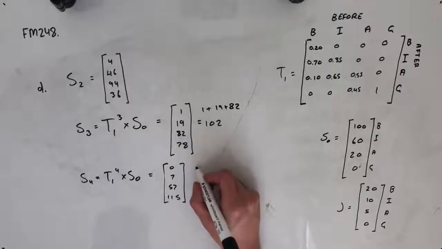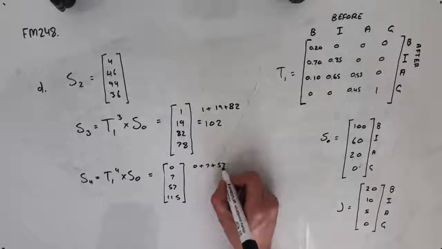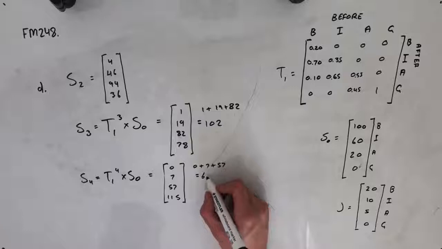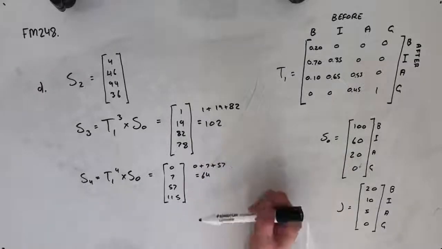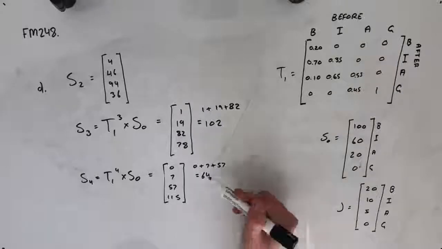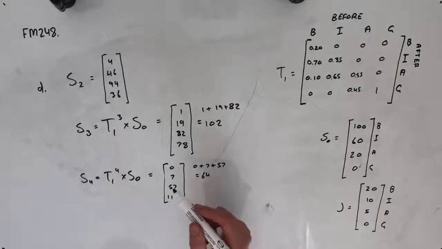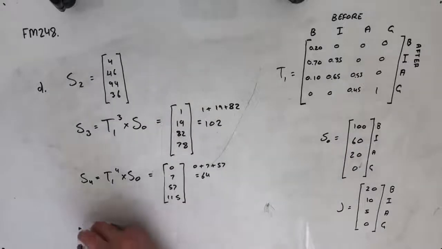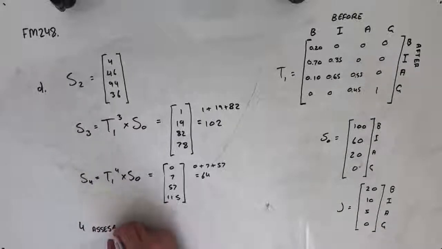So now we've got 0 plus 7 plus 57, which is equal to 64. So we can see that before the 4th assessment, we had over 100 students. After the 4th assessment, we have well under 100 students. So in answer to question D, after how many assessments is the number of students in the school first expected to drop below 100, the answer would be 4 assessments.